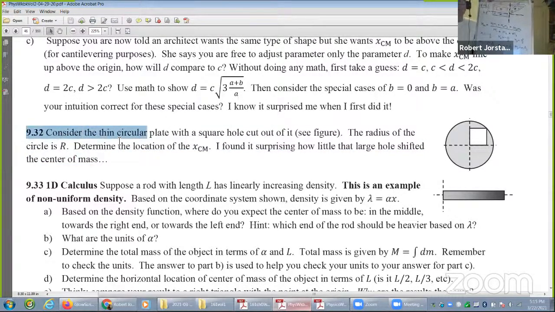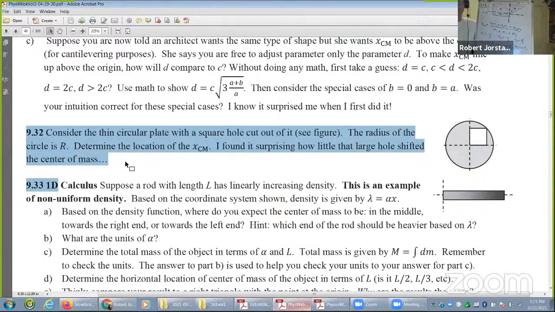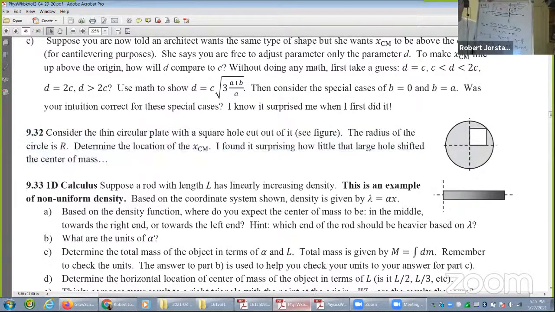Now, let's go on to 9.32. And then maybe we'll be at a good spot for a break, and then we'll come back and do calculus till our brains explode. Okay, so 9.32, I'm going to get this drawn up.